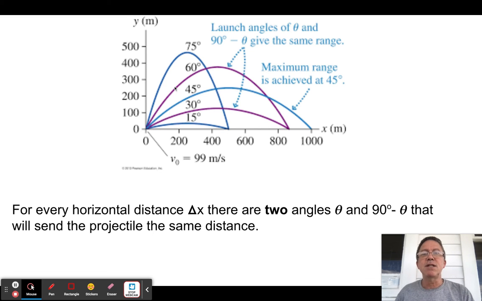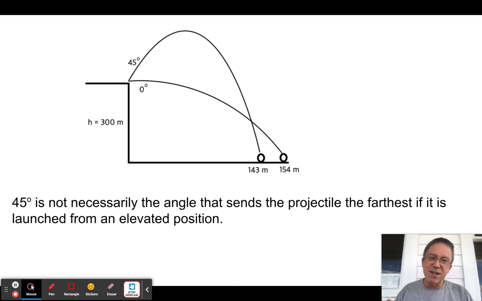Let's suppose I shoot at 30 degrees, it lands here. 90 minus 30 is 60. If I shoot at 60, it goes the same distance. So there are two angles that'll put it the same distance, as long as we're landing on the same level. If we're not landing on the same level, it's a little bit off.